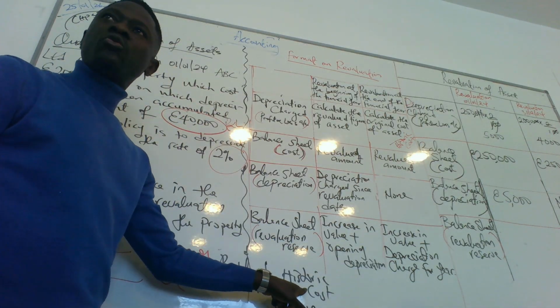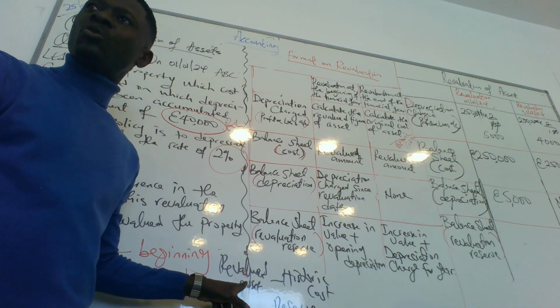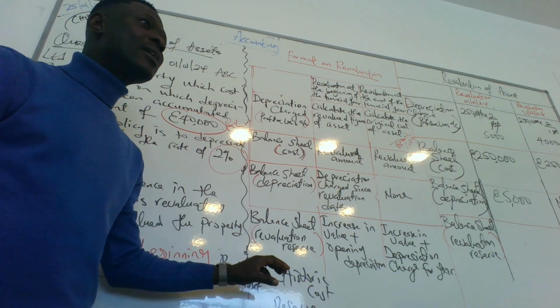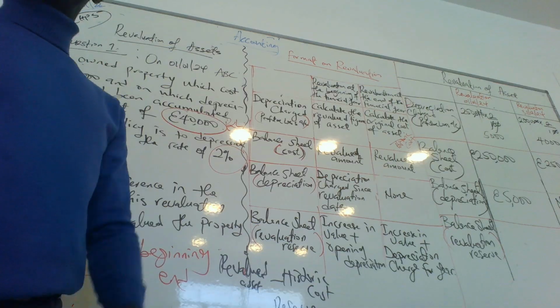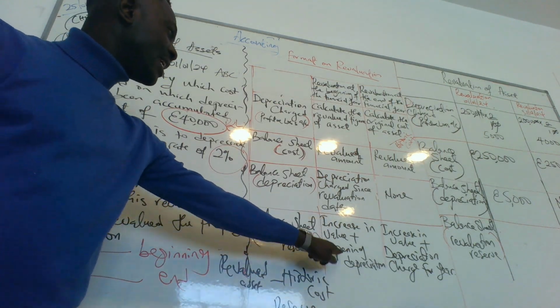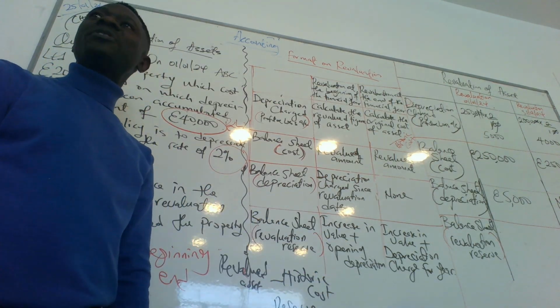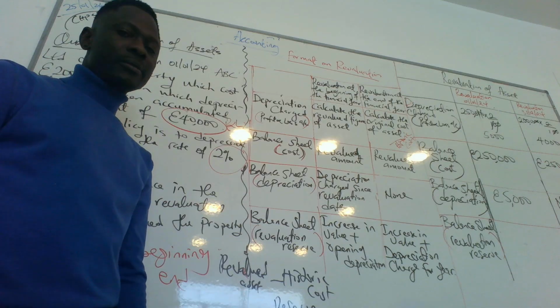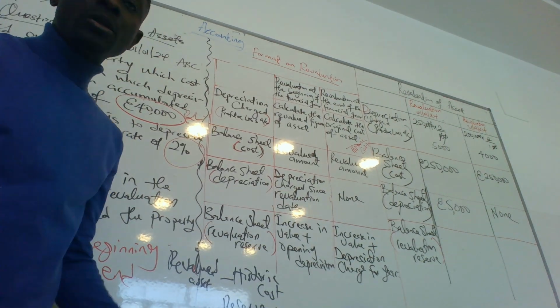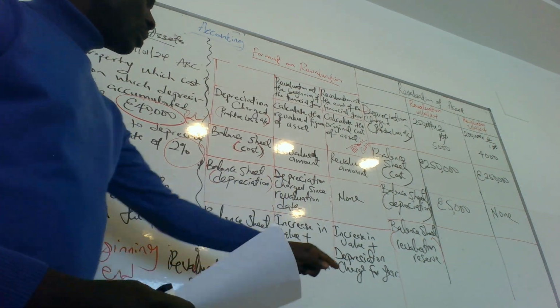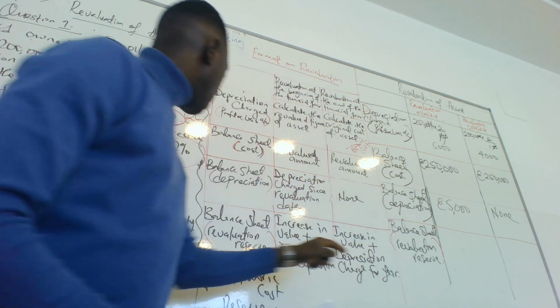The historic cost is 200. The valued asset is what? 250. Now we have our property has increased by 50,000. So there's an increase in the value of our assets by 50,000. Do we get it or not? Yes. Do we understand or not, please? Yes. Balance sheet evaluation reserve.